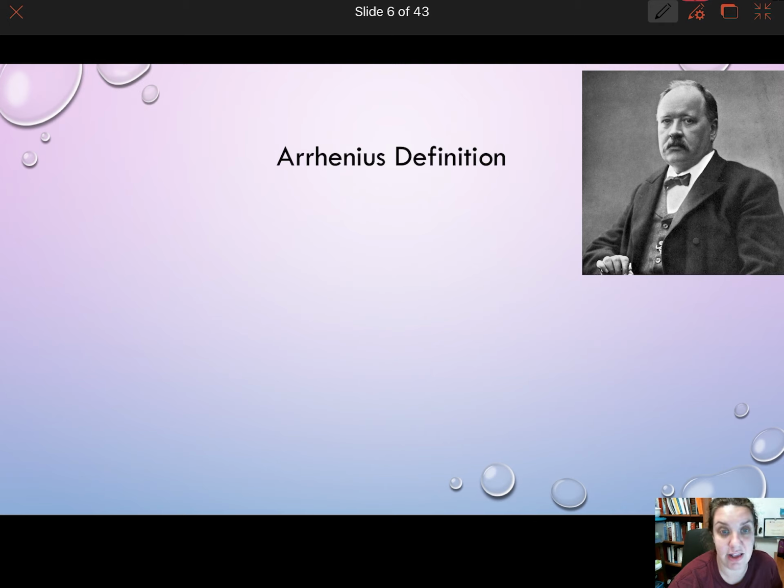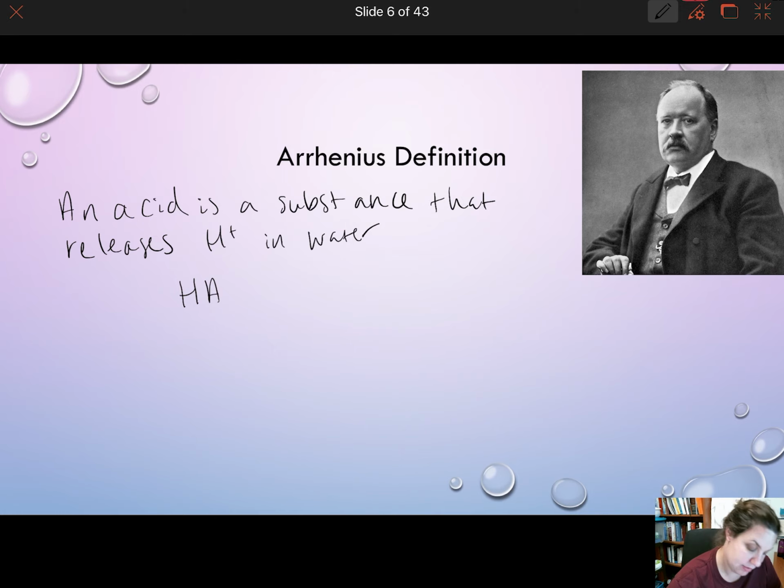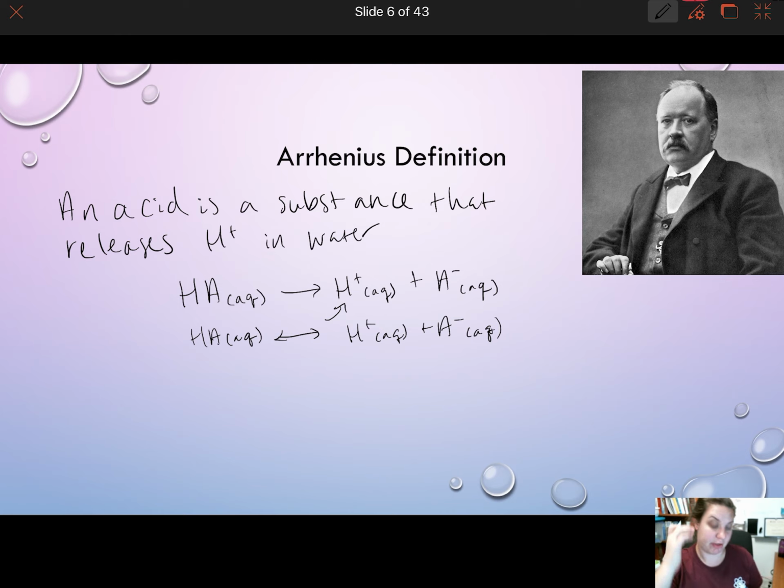So if we have an acid, it's going to give off H plus in solution, according to Arrhenius. So an acid is a substance that releases H plus ions in solution, or in water. So if we have our acid, it's going to release our H plus ions. When it does so, it's going to increase this concentration. Okay, and this can be either a strong acid or a weak acid. But in either case, it will increase our H plus ion concentration.